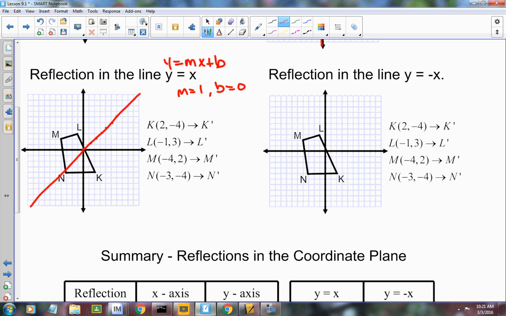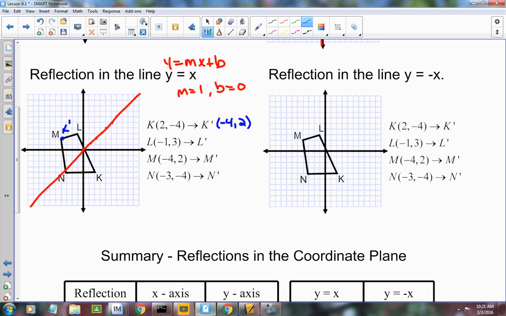Now reflecting over a diagonal line is a little trickier because you have to come at it perpendicularly, because we're talking about distance. So if we look at K, we would have to go diagonally across the square, and that's 1, 2, 3 units. Then we have to go diagonally again, 1, 2, 3 units. It's actually going to be where M is. And so those coordinates are negative 4, 2.